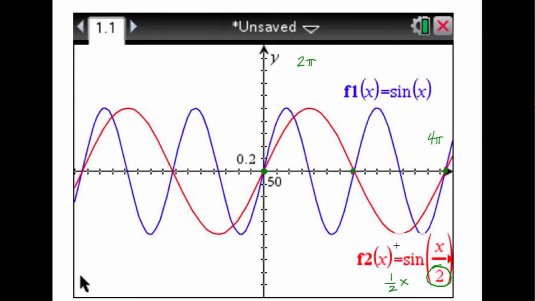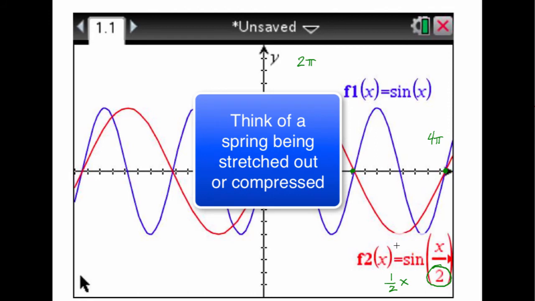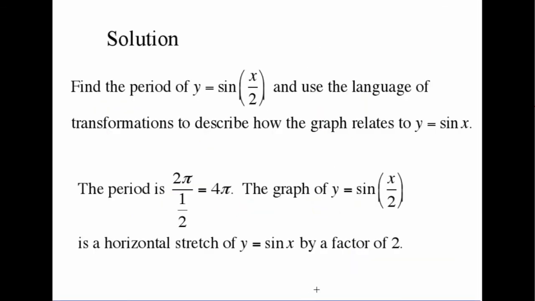So in general, when x has a coefficient of less than 1, it takes the function much longer to complete one full cycle. So it lengthens its period, and we call that a horizontal stretch. Think of it as taking both ends of that curve and pulling it and stretching it out. And so here's a summary of that in words.